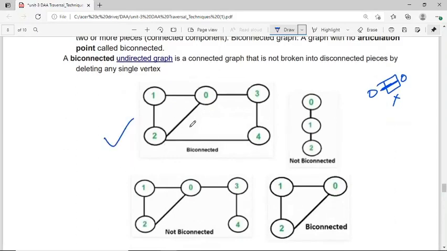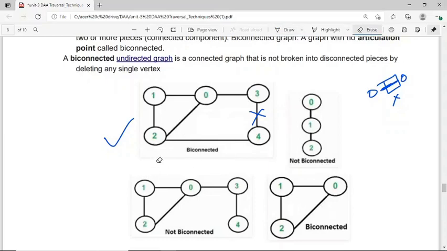Why is it biconnected? Because if you remove this example, is it dividing into any other subgroup? No, it is still one group. Now if I remove this example, 1 0 2 4 3, it is still one graph. Okay, no problem. You can remove any edge. If I remove this 1 0 2 4 0 3, yes, it is still a connected graph.